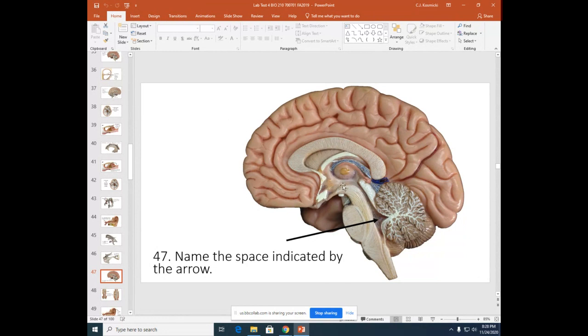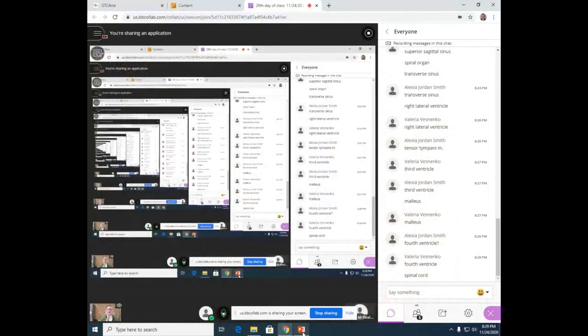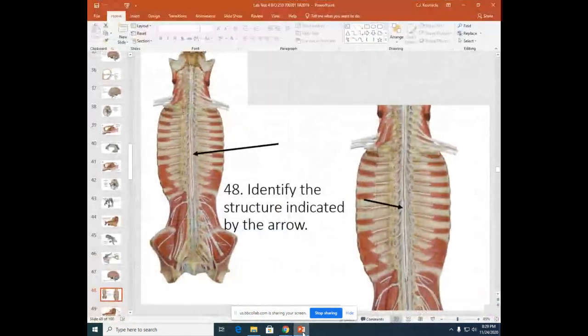The third ventricle is here, and then there's this tube here that drains down into the fourth ventricle right here. I've seen that asked on the online exam, on this model. All right, identify the structure indicated by the arrow. Couldn't be more easy, right? You guys are probably agreeing with me. What's it pointing to? Yeah, that's the spinal cord. Fourth ventricle, spinal cord.